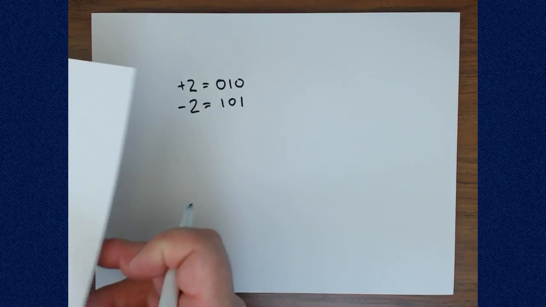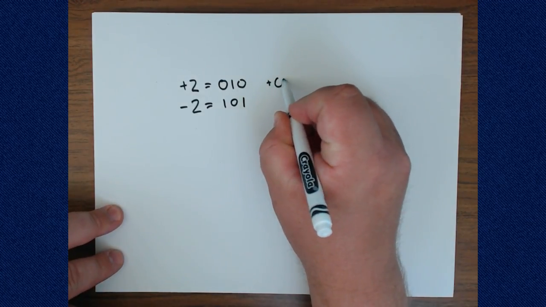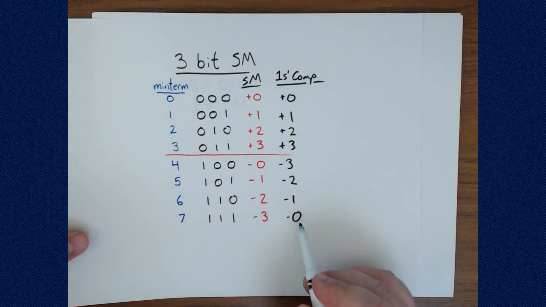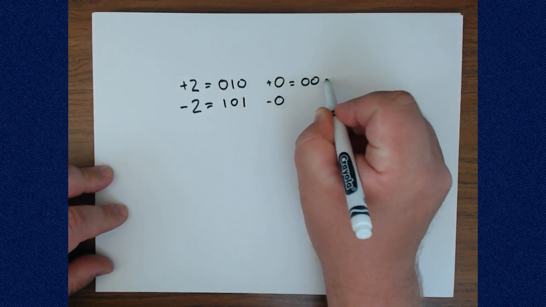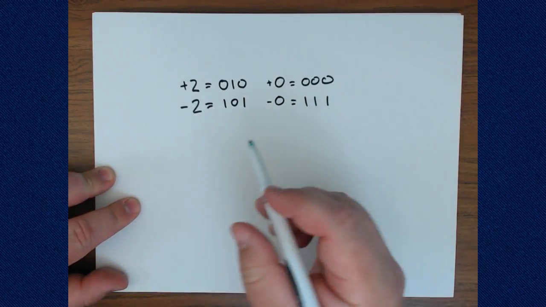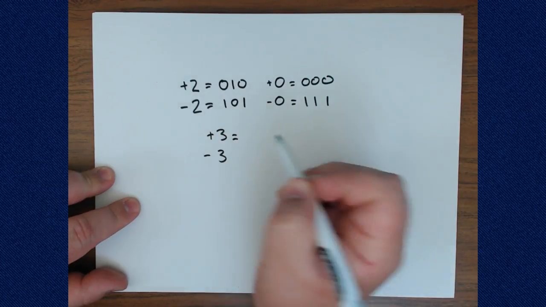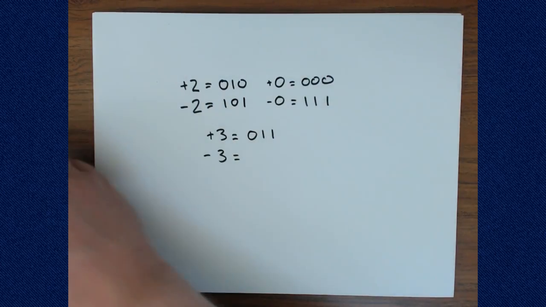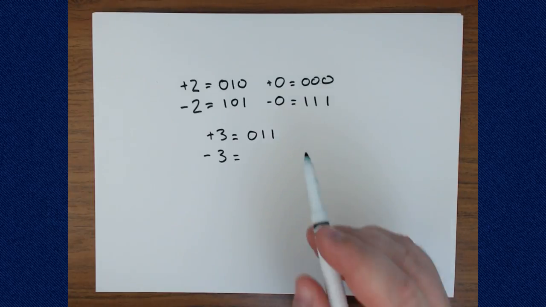Now we'll go back to the table and pick some others. Let's try 0. Positive 0, back here in this table, you'll notice is 0, 0, 0. But negative 0 is 1, 1, 1. So we have 0, 0, 0, and 1, 1, 1. If we were to look at something else, let's just say positive 3 and negative 3. Positive 3 is 0, 1, 1. And negative 3, where's negative 3? Here's negative 3, 1, 0, 0.